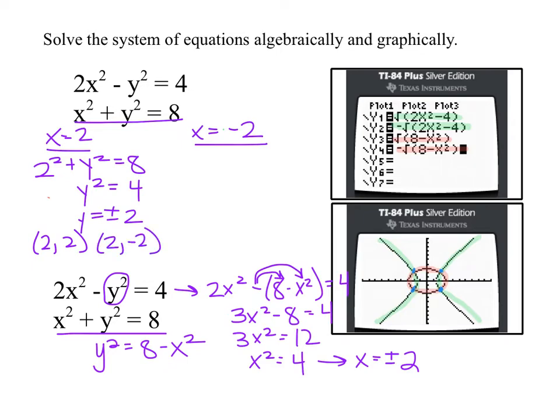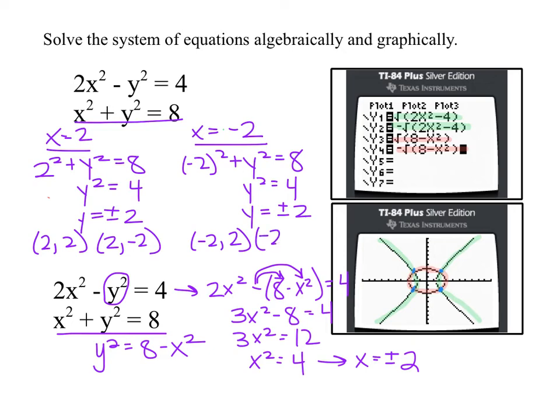And then when x equals negative 2, most of you will probably be able to see this isn't going to end up with a different solution, because negative 2 squared is 4. So we get y squared equals 4. So y equals plus or minus 2. So again, negative 2, 2, or negative 2, negative 2. Okay? So those are our 4 solutions.